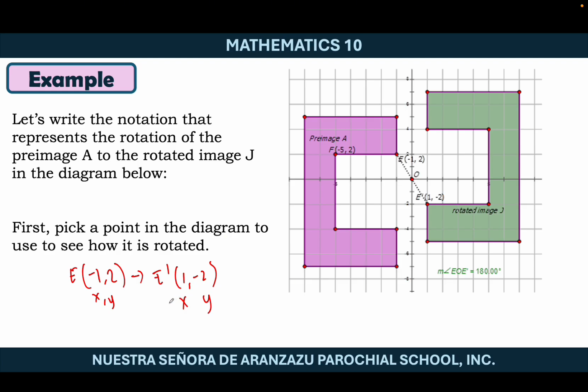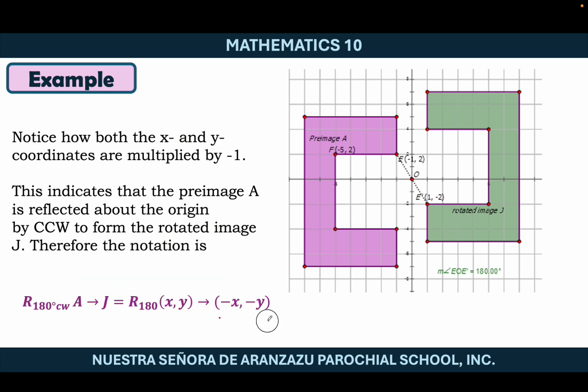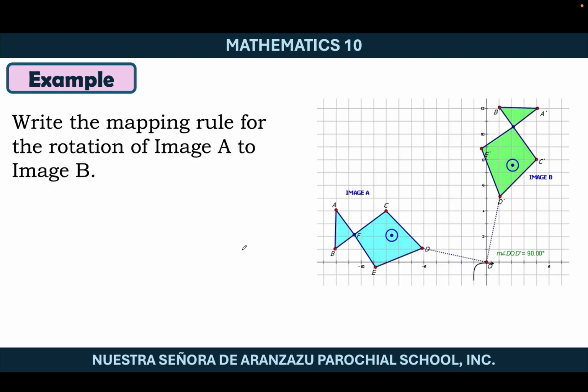Their signs have changed. So, from x, it becomes negative x. So, from y, it becomes negative y. Or, from negative 1, it becomes 1. From 2, it becomes negative 2. So, yan yung rule natin for 180 degrees, whether it is a clockwise or counterclockwise rotation. Next naman is this one.